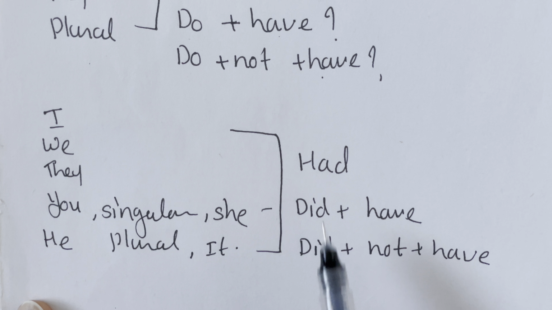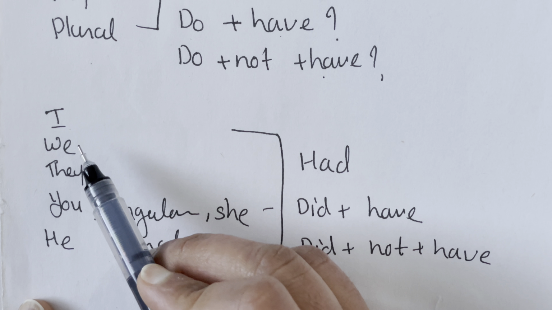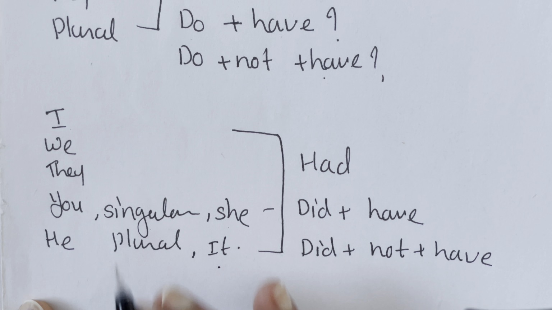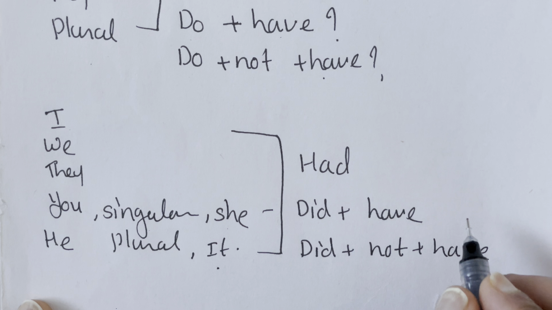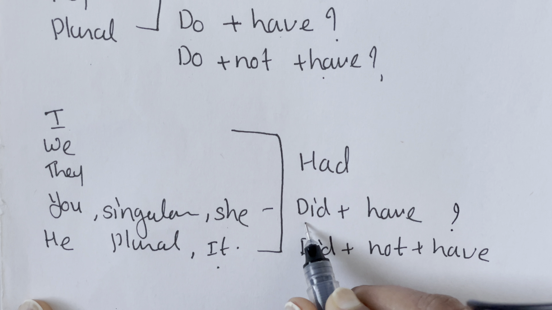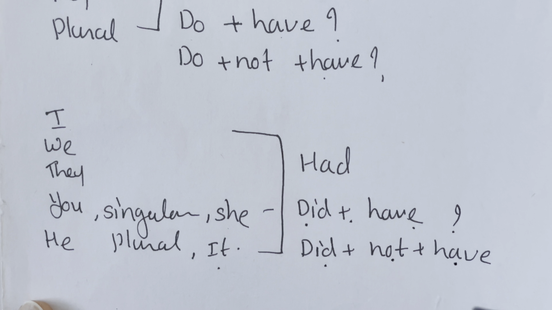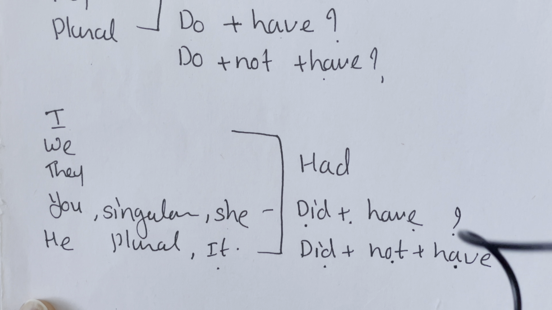Make it in past, we use had with I, we, they, you, he, she, it, singular and plural. With everything, we use had in past. If you want to make it an interrogative sentence, you will use did plus subject plus have, and for a negative sentence, you use did plus not plus have. So these are the rules for has, have and had.